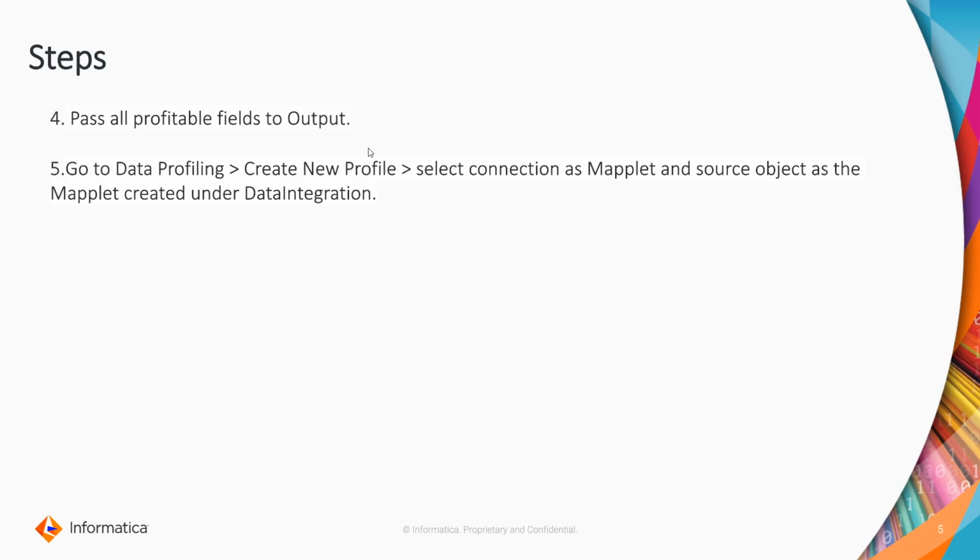Once you have created a mapplet, you need to go to Data Profiling. Under Data Profiling, create a new profile and select the connection as Mapplet. This connection will be in the connection list by default. There is no requirement to create a separate mapplet connection from the administrator. So select the connection as Mapplet, and after that import the mapplet from the connection details. Now let's see in the demo how we can follow these steps, create a source mapplet and run profiling on it.